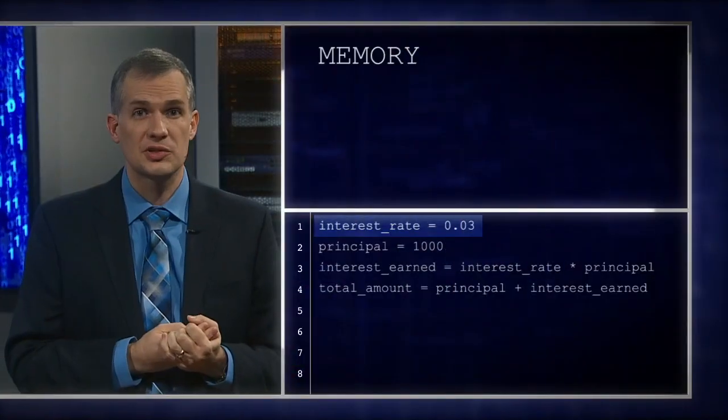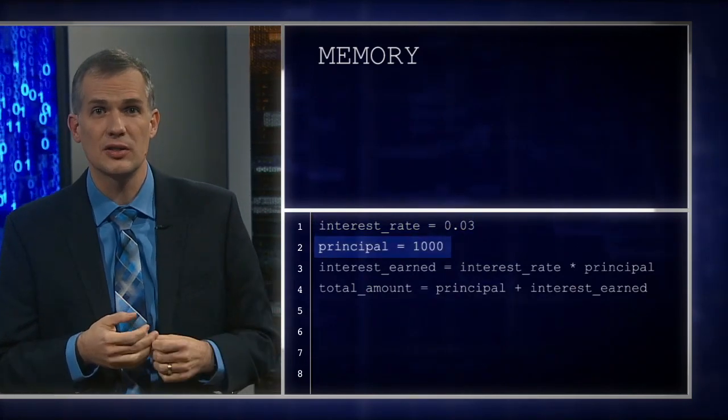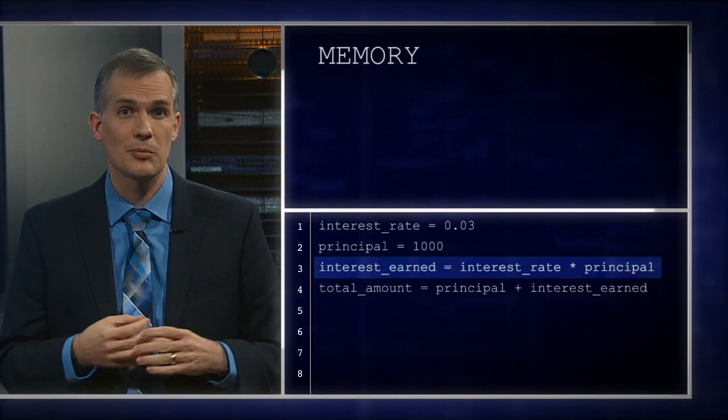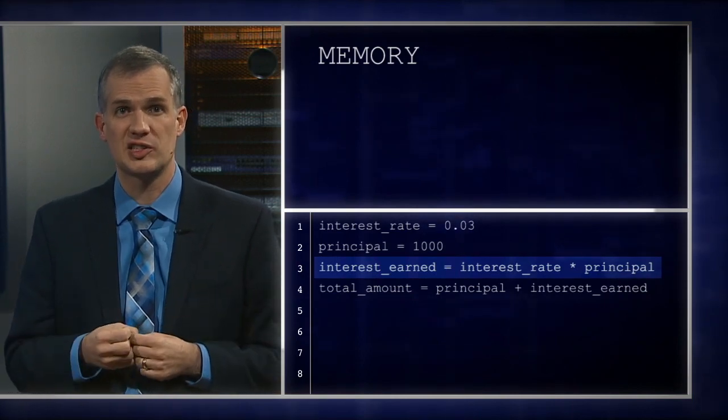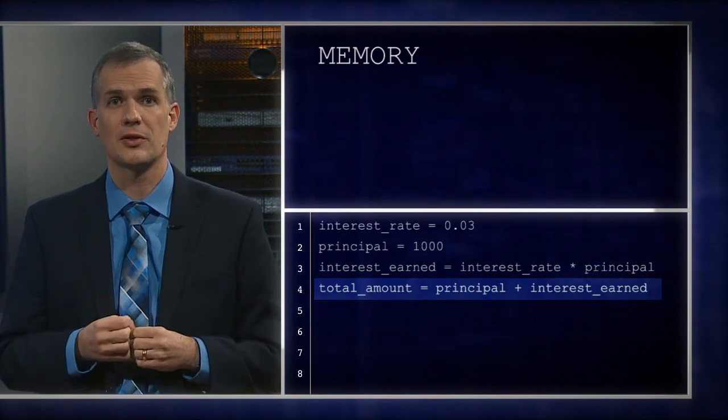To see how one variable can be used by another, imagine a case where you want to calculate the value of an investment after earning interest. Let's say that we've got 4 different variables. Interest rate, defined here as 3%, principal of 1,000, interest earned, given by the formula interest rate times principal, and total amount, which is principal plus interest earned.